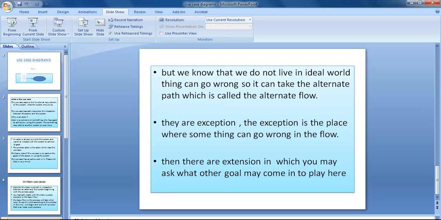Alternative flow does not mean that it will always join the main flow. An alternate flow may join the main flow or may get terminated, depending upon the situation. Now there are exceptions. The alternate flow may land up in the exceptions. Now what is an exception? The exception is that something may go wrong with the flow.